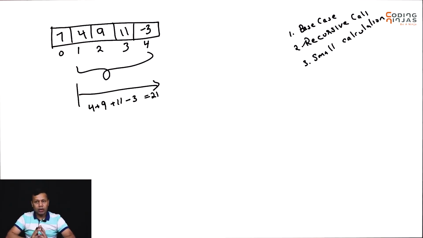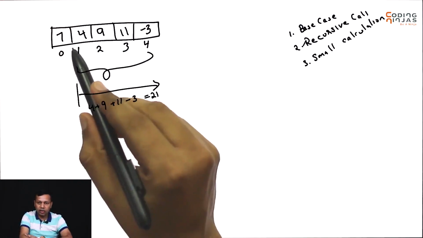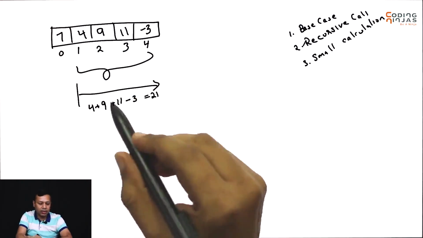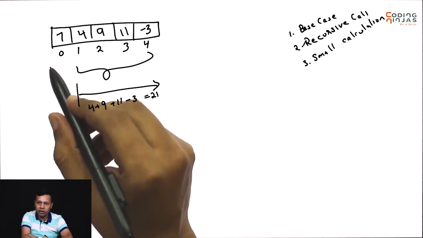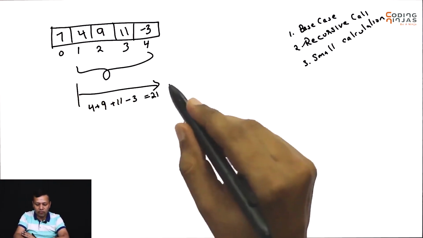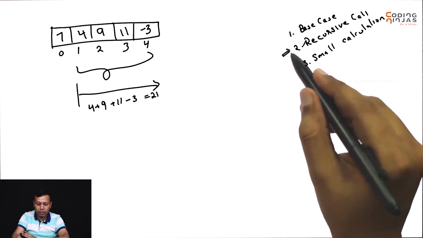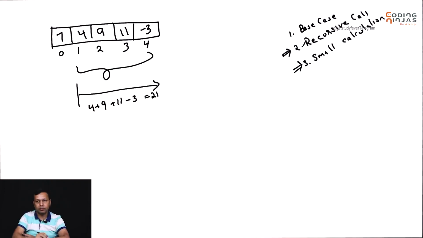So we can split our array starting from the first element till the last element. We can call recursion on the same, add the element at the 0th index and return. Alright, so this is the recursive call that we have to make, and the small calculation part is adding this sum.